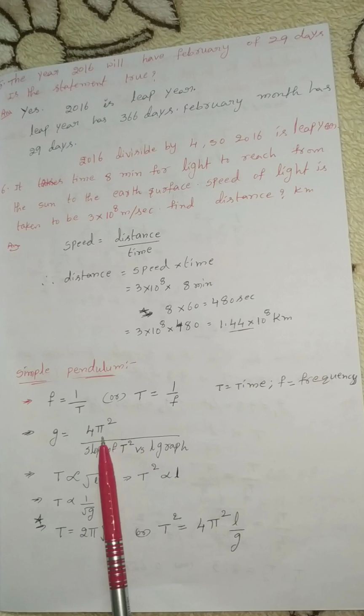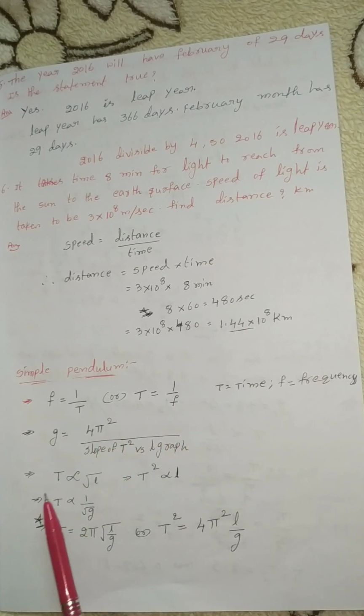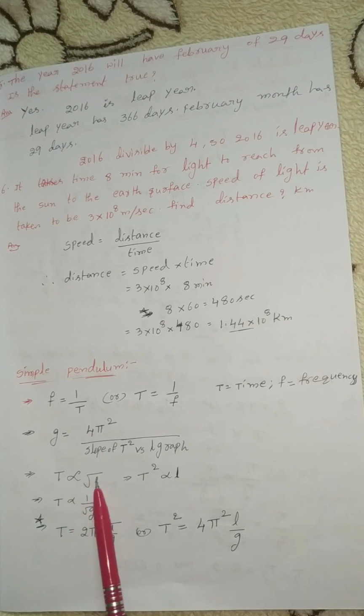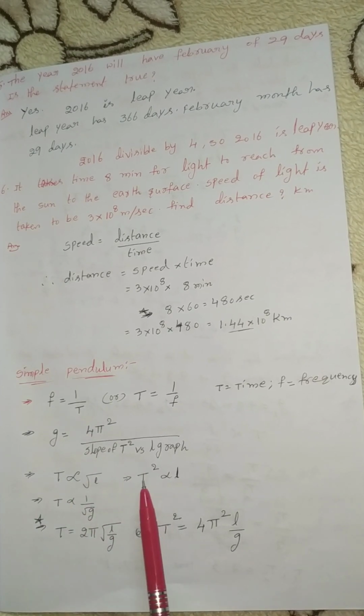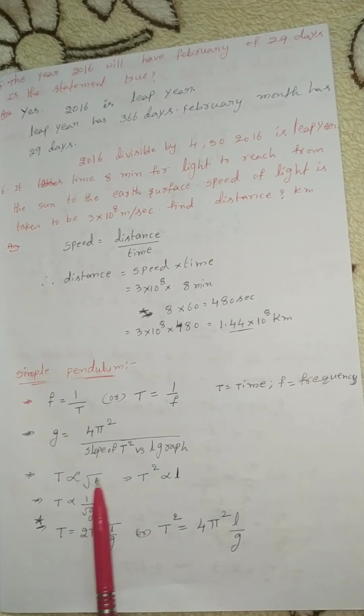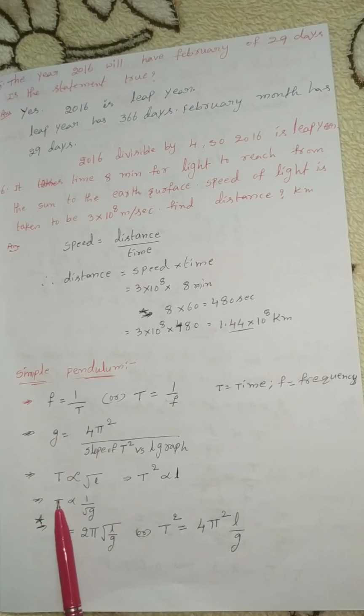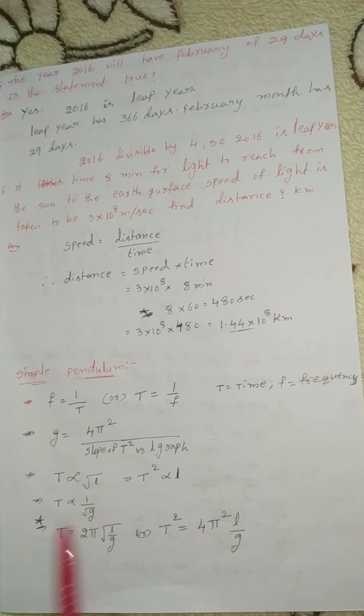G equal to 4 pi square by the slope of the T square versus L graph. So T is proportional to root L, or T square is proportional to L. So this is the T and L relationship. And the T and G relationship is T proportional to 1 by root G.